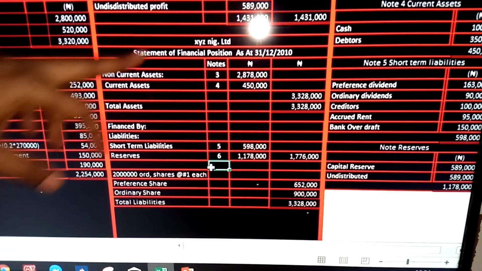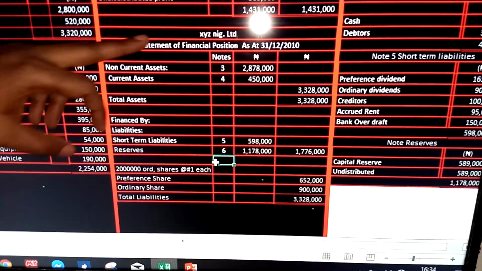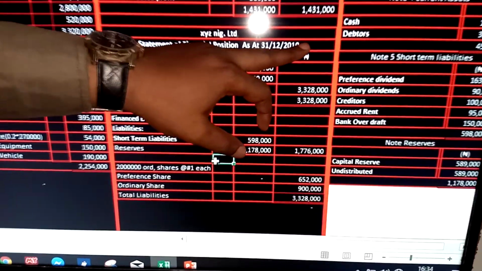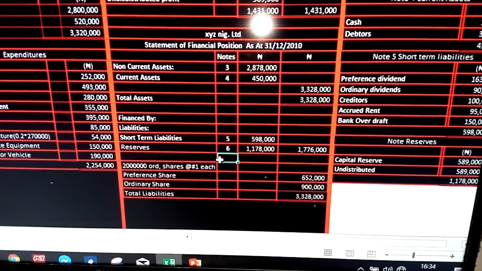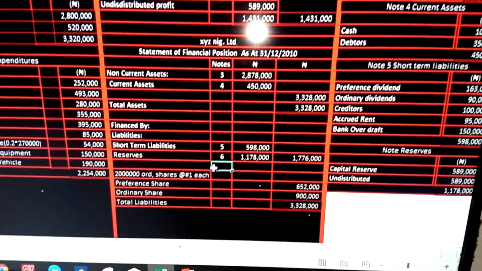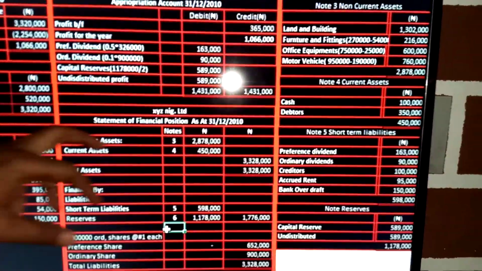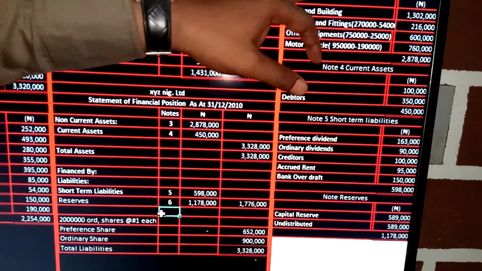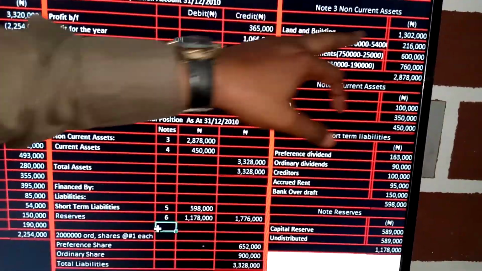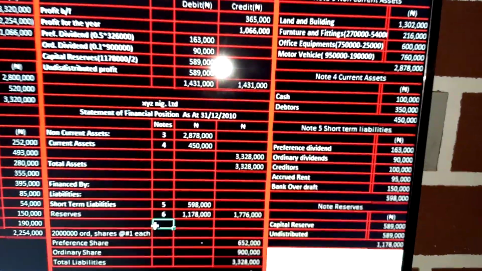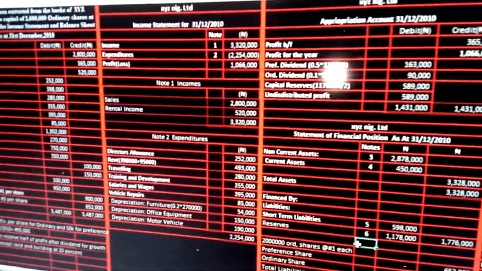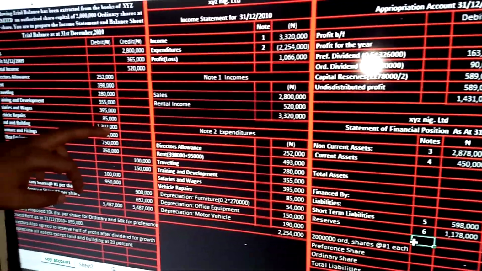So we have XYZ Nigeria Limited, statement of financial position as at 31st December 2010. You can also call it balance sheet. Okay. So we have non-current assets. What are non-current assets? Fixed assets. So what makes up your non-current assets? Look at it here. Land and building, 1,302,000. It's in the question.